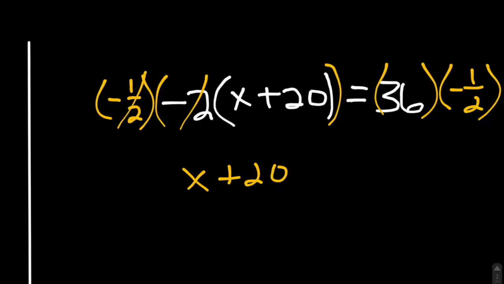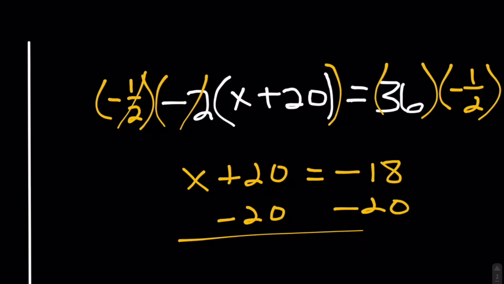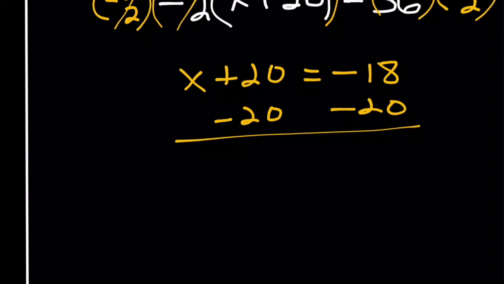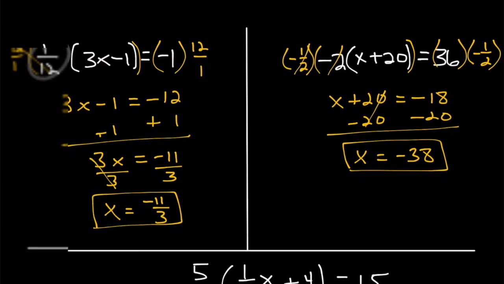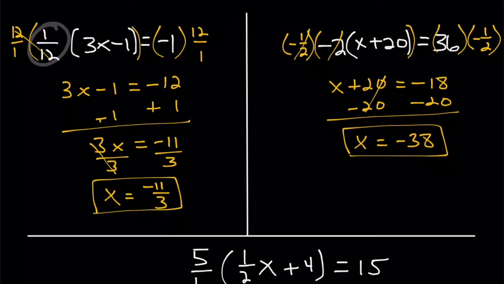Those two cancel out and we get x plus 20 equals -18. Why? Half of 36 is 18. To get rid of that 20, we're going to subtract it from both sides like I said before, and our final answer is going to be x equals -38. Wow! We even put fractions in this problem, and it was still easy!